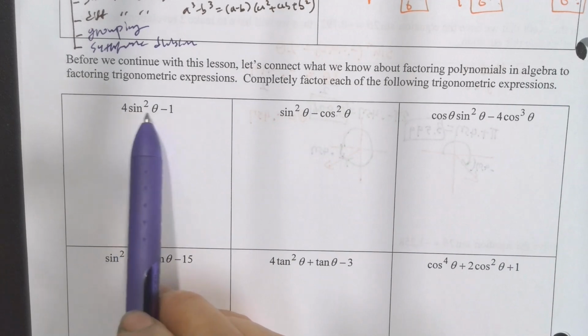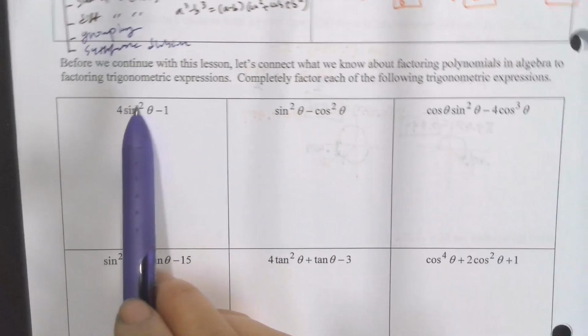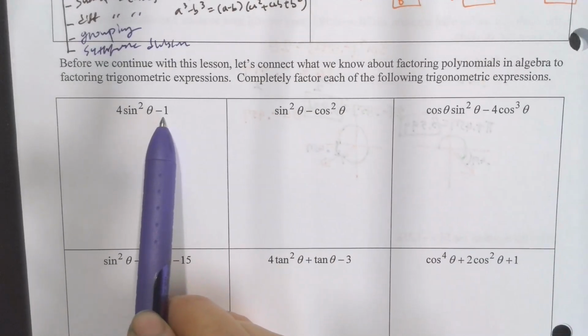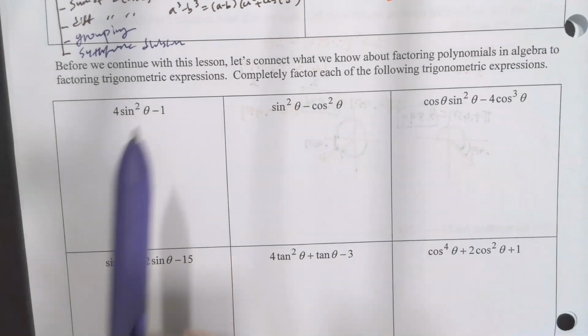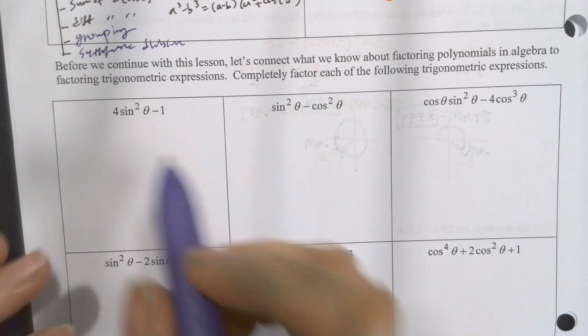Notice that you have 4 sine theta squared, and 1. 1 is a 1 square as well. So do you see it's going to be a square minus a square, a difference of 2 square numbers. So I'm going to use difference of 2 squares.